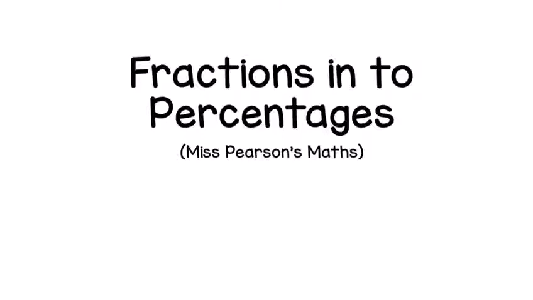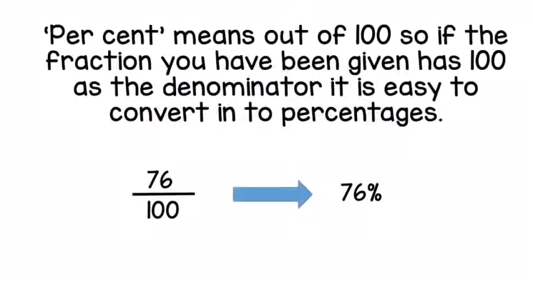Hi Year 5, so this week, at the beginning of the week, we're going to be focusing on turning fractions into percentages. Now, percentages actually means out of 100. Per cent, as in century. So per cent means out of 100. This means that if the fraction you've been given has 100 as the denominator, as the bottom number, it's super easy to turn into percentages.